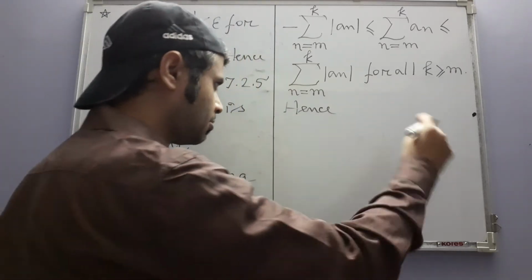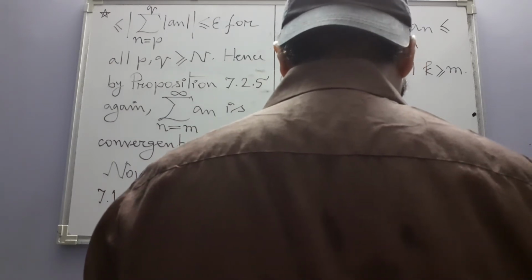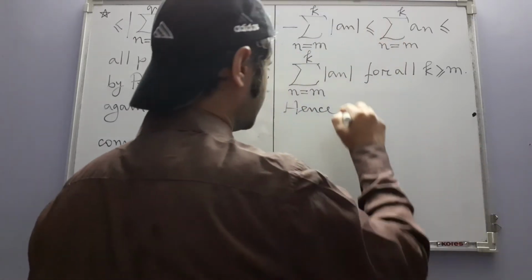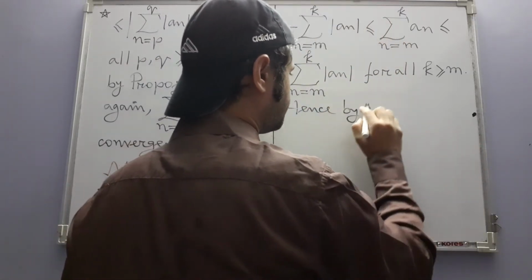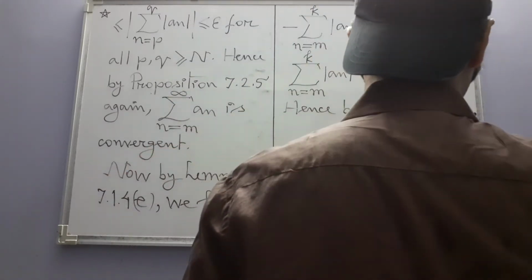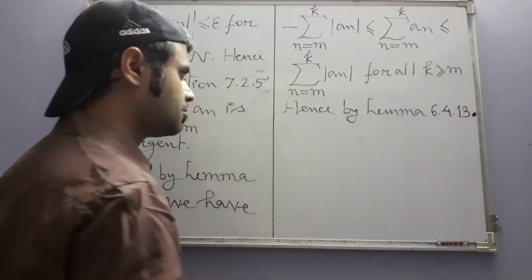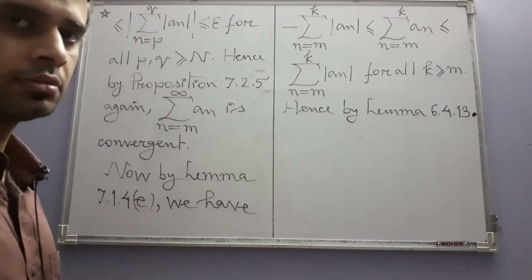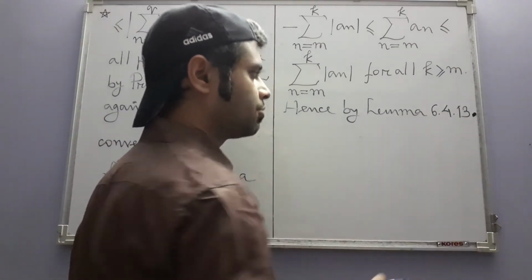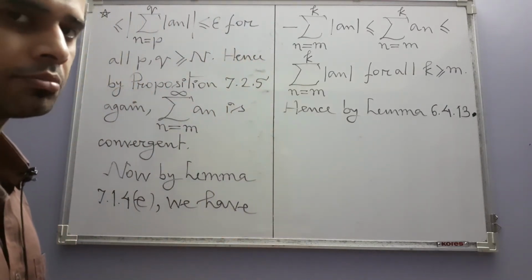So hence, by the comparison principle, however, I won't write the comparison principle, but I will just write the number. Hence, by lemma 6.4.13. And when you are referring to these results outside of this book, outside of this text, of course, lemma 6.4.13 does not have any meaning. So there you can write by the comparison principle.